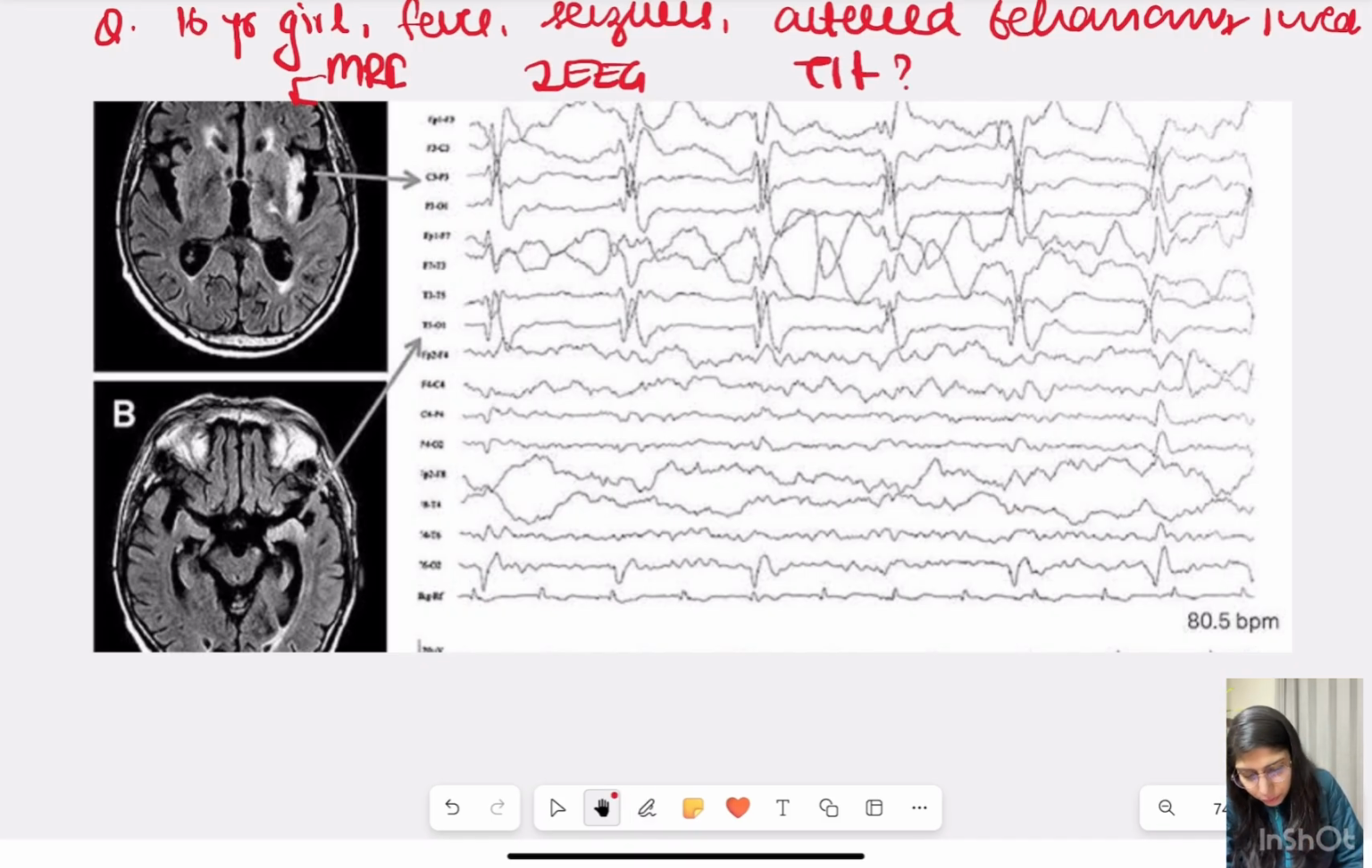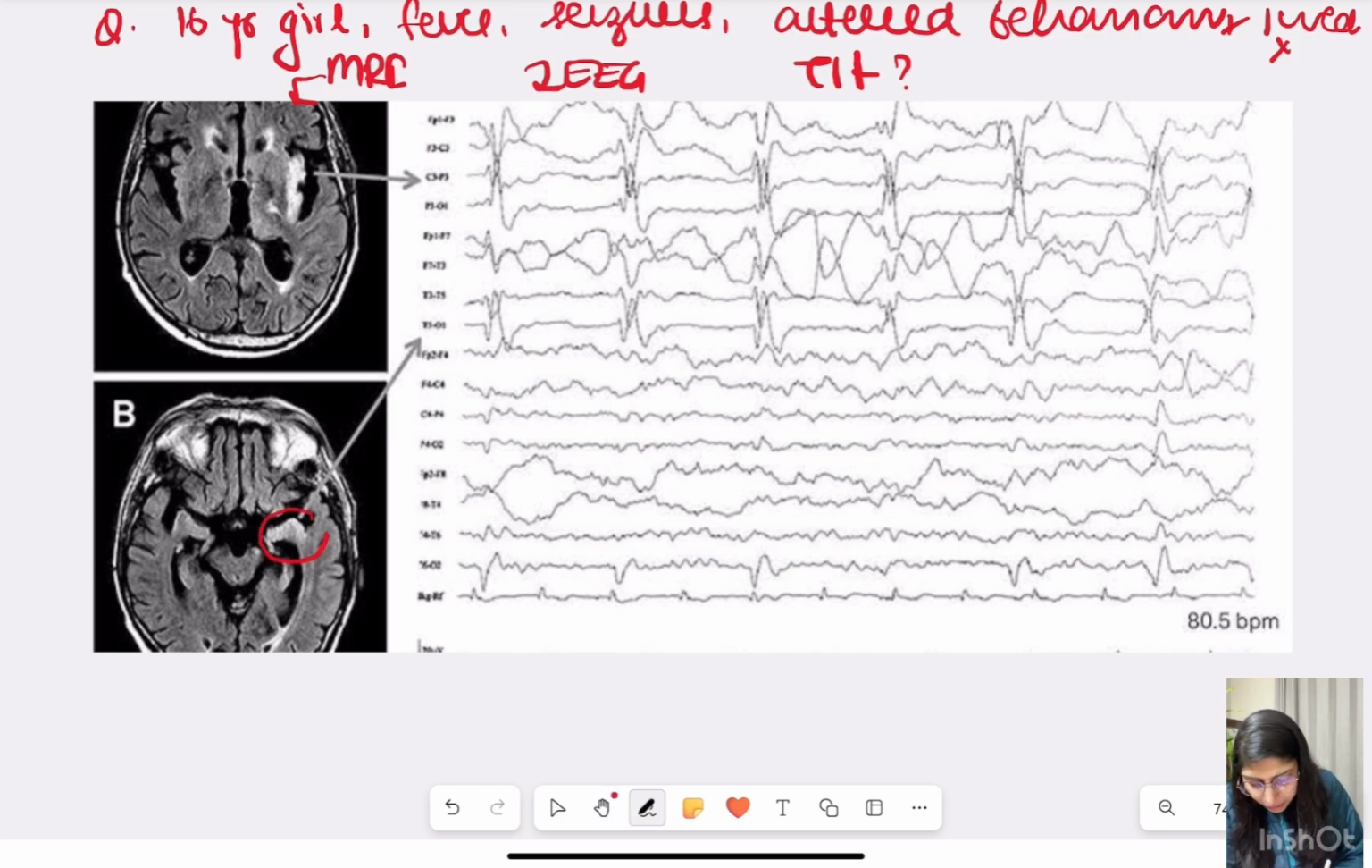So let me explain this to you. It's a 16-year-old girl, fever, seizures, altered behavior. The triad tells me that it could be meningitis or it could be encephalitis, right? And it has been there for 1 week, which tells me that it may be pyogenic. It can surely be viral, and it may be tubercular. But in tubercular, the history is a little prolonged, right? Low-grade fever for a month or 2. And then patients present with meningeal features like neck stiffness and seizures.